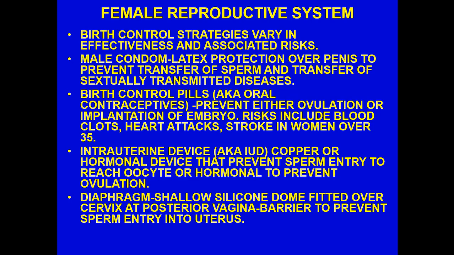The birth control pills, otherwise known as oral contraceptives, prevent either ovulation or implantation of the embryo. The risks include blood clots, heart attacks, and stroke in women over 35.